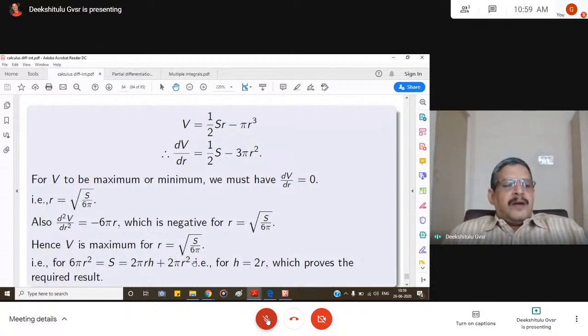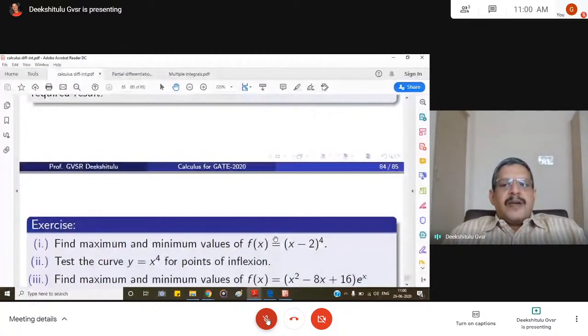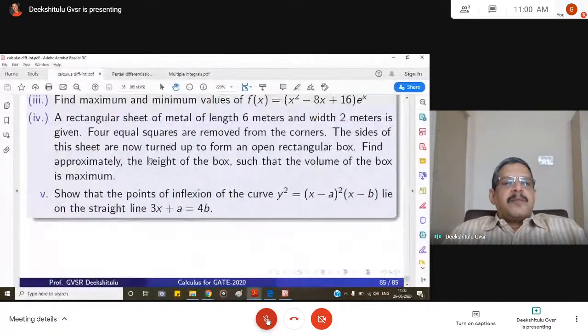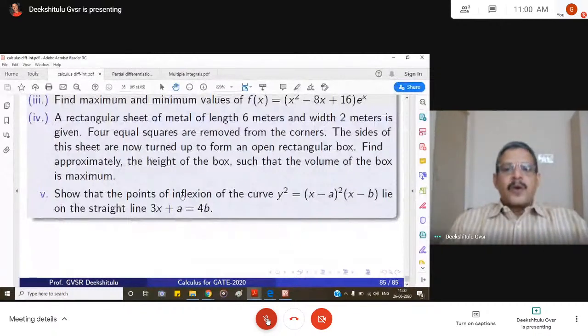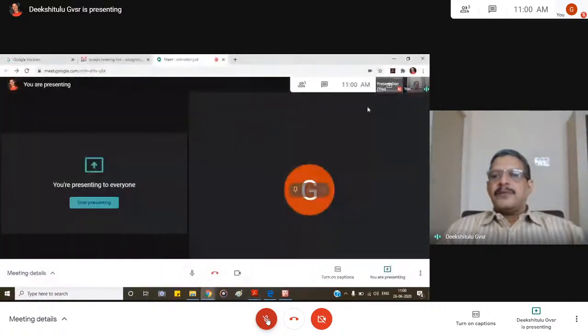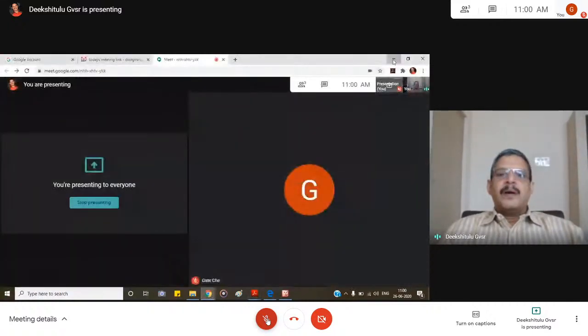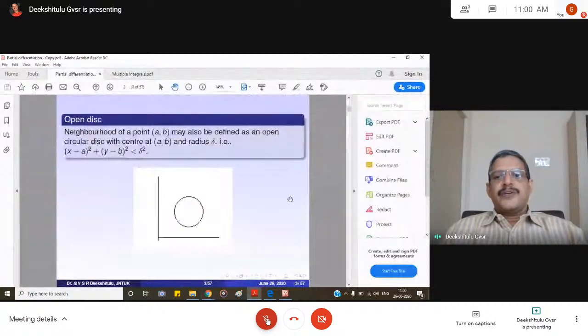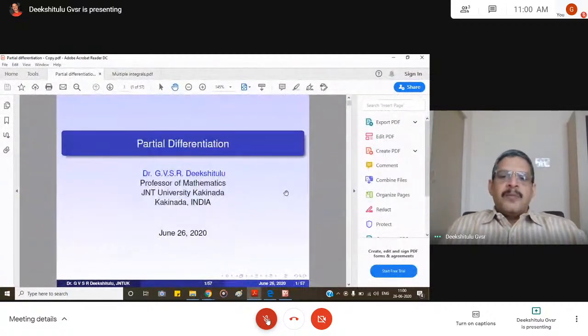This is what we do in this. So 5-6 problems are given for you as exercise problems. Okay, and this is about maxima and minima, and with this we conclude single variable calculus. That means your differentiation, integration, mean value theorems, maxima, minima, and all these things are completed. Now let's go to partial differentiation.